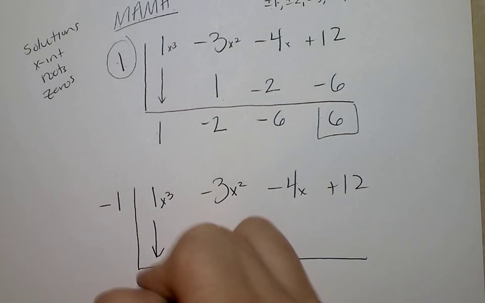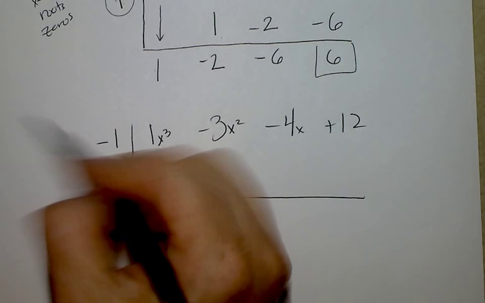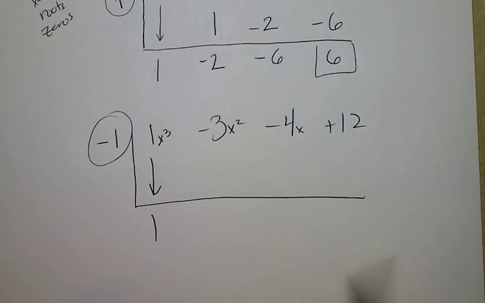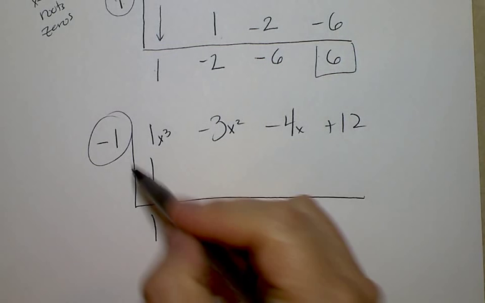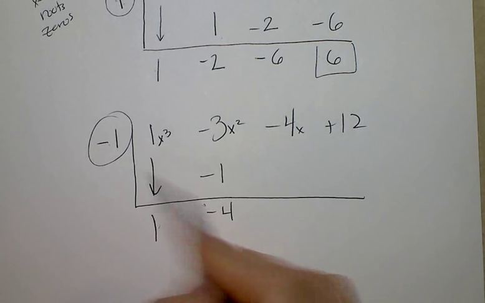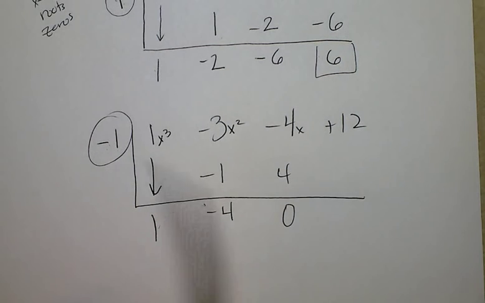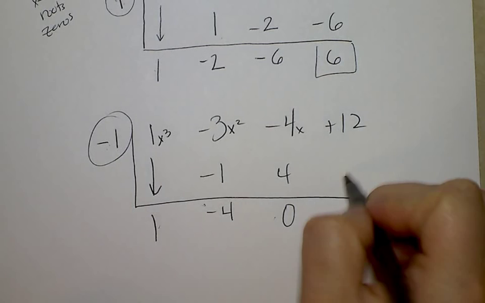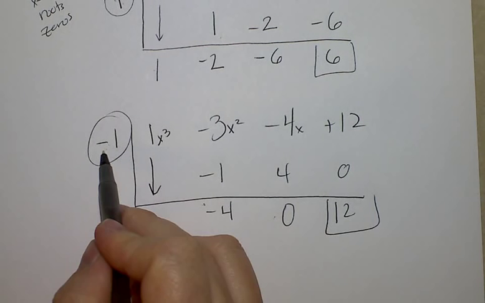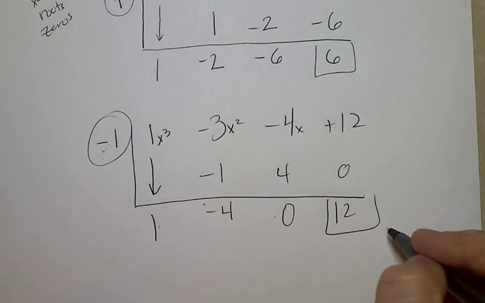Always bring down the first number as step 1. We always multiply with whatever's out front. So I'm going to start with MAMA, start with M. Multiply, add straight down. Multiply, add straight down. Multiply, add straight down. Does this mean that -1 is a solution, x-intercept, root, or 0? Nope, doesn't work, right? Okay, you're going to do the next one with me.